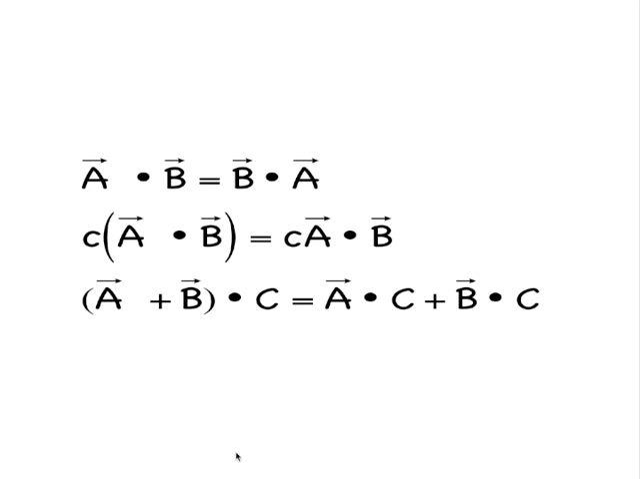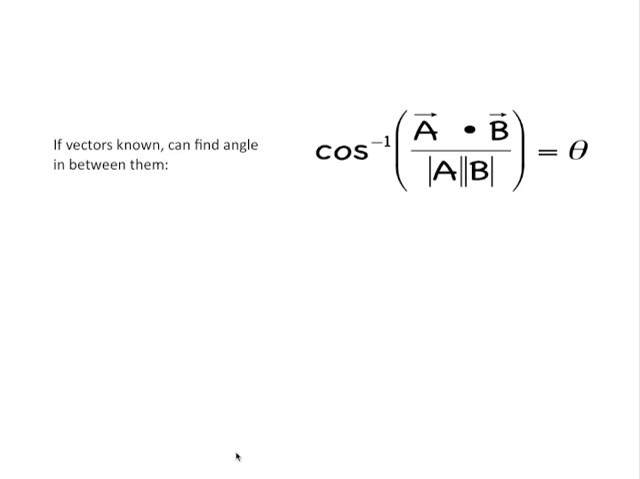There are three basic dot product identities we should know. 1. A dot b equals b dot a. 2. The scalar constant c times the quantity a dot b equals c a dot b. And 3. The quantity a plus b dot c equals a dot c plus b dot c, aka the dot product is distributive.